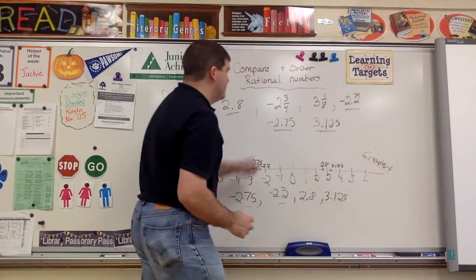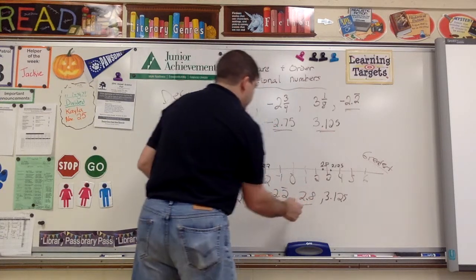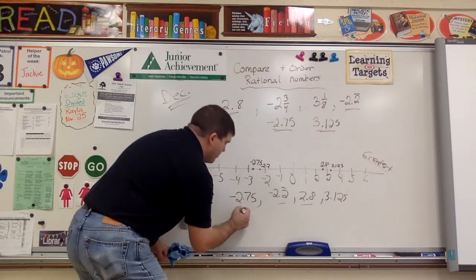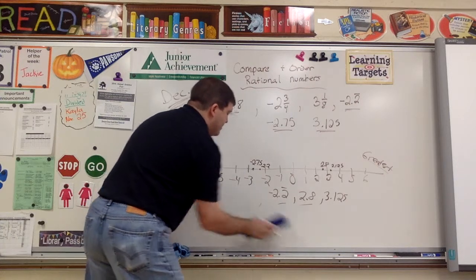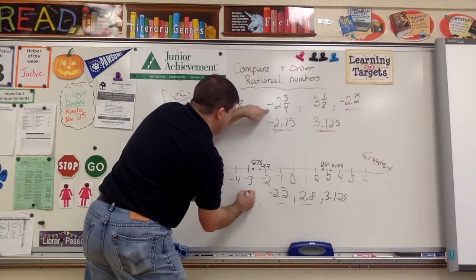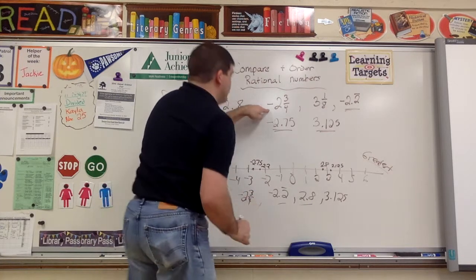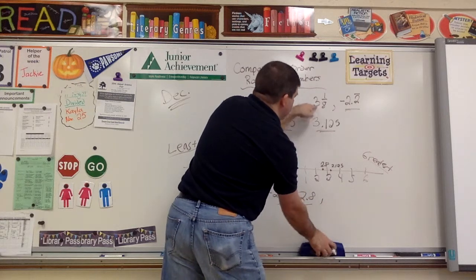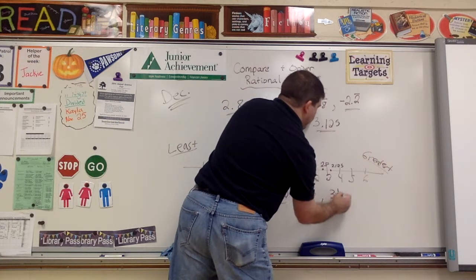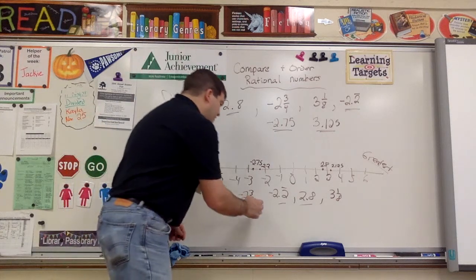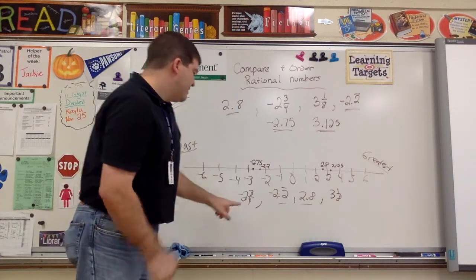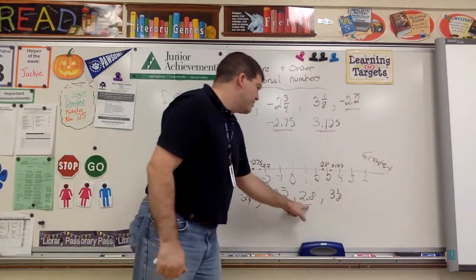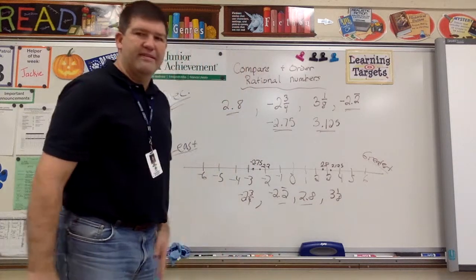But 2.8, that one was already in decimal. This one was not, negative 2.75. I want to go back and convert this to what it was originally: negative 2 and 3/4. And then the other one was 3.125, which is 3 and 1/8. So if I'm going from least to greatest, negative 2 and 3/4, then I go to negative 2.2 repeating, then I go to 2.8, then I go to 3 and 1/8.